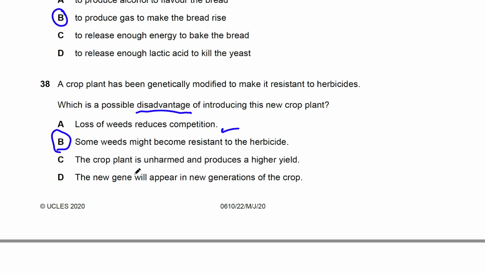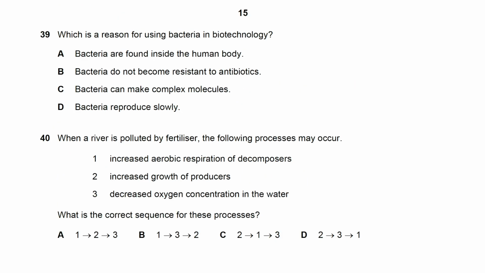Okay, the crop plant is unharmed and produces a higher yield. That's right. This statement is right, but it's not a disadvantage. D, the new gene will appear in new generations of the crop. Also, this is not a disadvantage. It's an advantage. That's what we look for. So a possible disadvantage only who? Option B. Move to the last two questions and answer them.